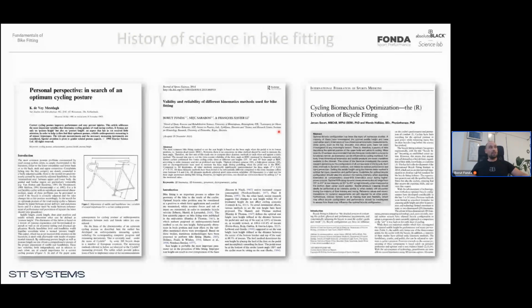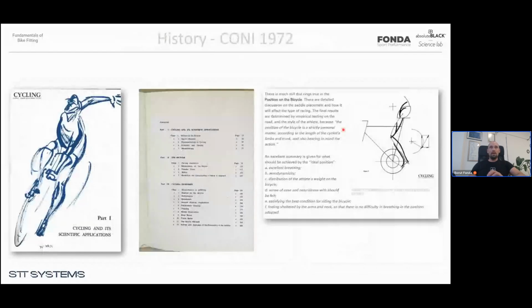The last one, which I would say was kind of a revolution among the scientific papers as well, is from a good friend of mine, Jeroen Swart, and Wendy Holliday, South African scientists. It's a review paper on cycling biomechanics optimization and how the bike fitting evolution or revolution happened in the last few years, proposing some of the new methods. These two papers are something I would suggest you dig into and then start exploring more. But how everything started in bike fitting is quite funny.